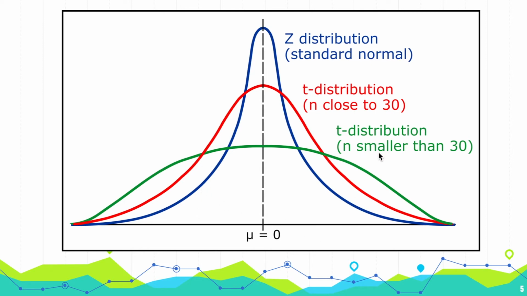Now, a t-distribution with an n smaller than 30 is visually represented by this green curve. As you can see, it has less probability in the center, and it has even more probability here in the tails. So you can see it has a rounder shape instead of that bell curve shape. Ideally, when we're using a t-distribution, our n is close to or larger than 30, so that the t-distribution better approximates the z-distribution.